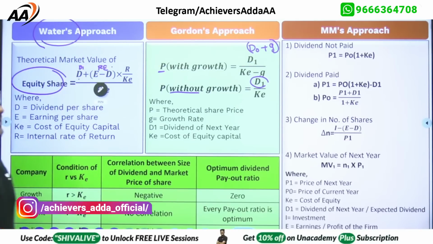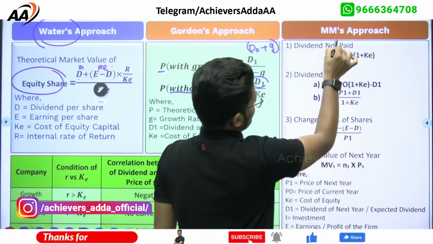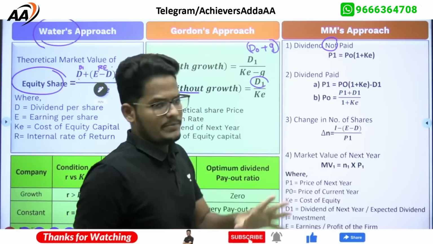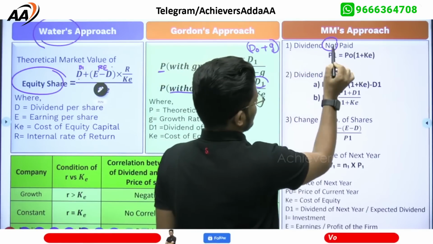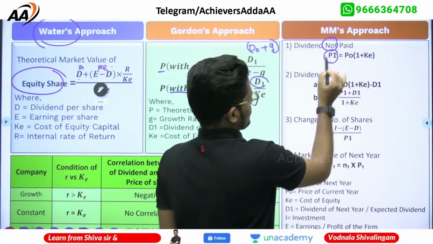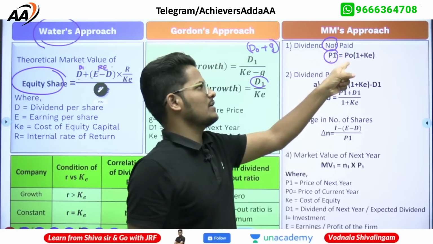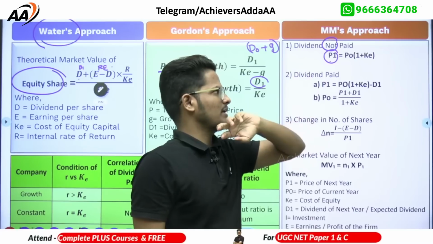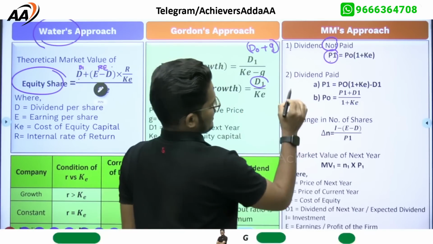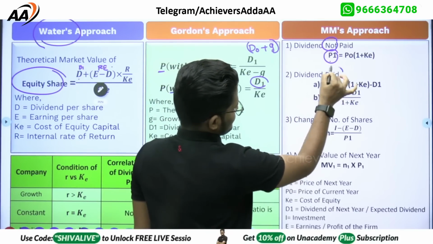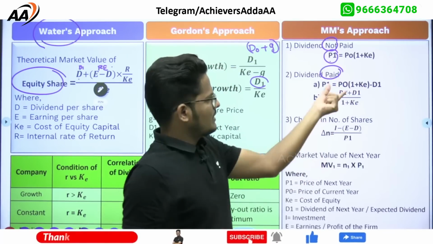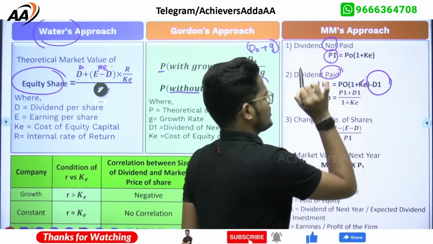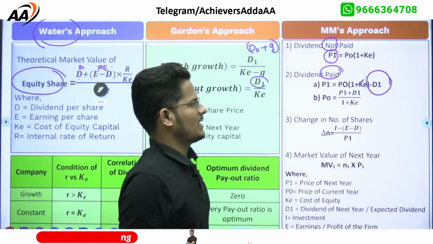And here, if the MM approach is getting followed, when the dividend is not paid, step number 1 will be different. We need to calculate the expected market price: P1 is equal to current market price P0 multiplied by 1 plus KE, which is the cost of capital. When the dividend is paid, it is the same P0 into 1 plus KE, but minus the expected dividend, which you need to remove because you are calculating the expected market price.